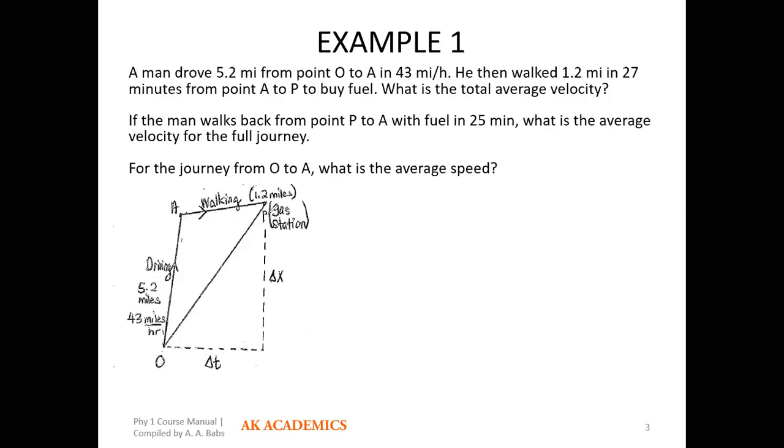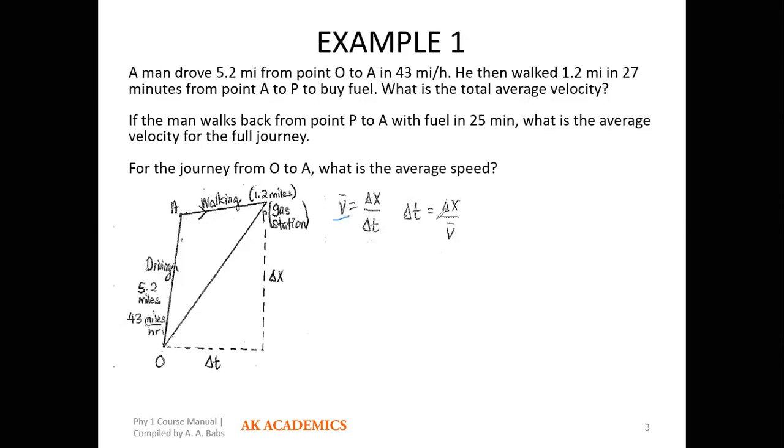To buy fuel at point P. By the way, point P is the gas station. So the first question says, what is the total average velocity? As you know, we mentioned earlier that average velocity is given as change in displacement with respect to change in time. Change in displacement divided by change in time.